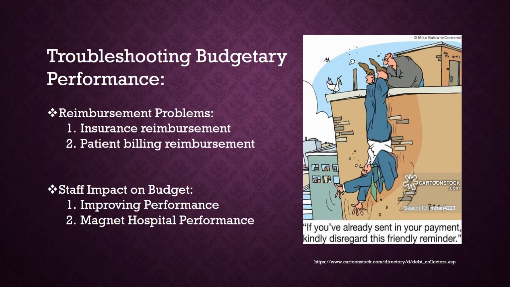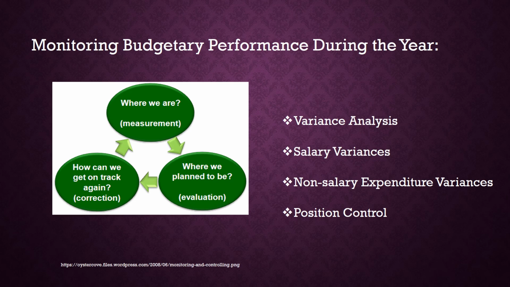Staff impact on budget through excessive overtime or turnover as well. Wasteful habits with medical equipment and supplies can be reined in with education to improve performance, as evidenced by hospitals with magnet status. Monitoring budgetary performance during the year is a function of the accounting department. A good accounting department will constantly have their finger on the pulse of monies that come and go through the organization and may often be able to point out an impending budgetary problem before it actually occurs.